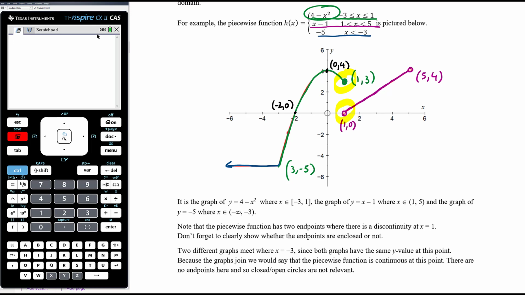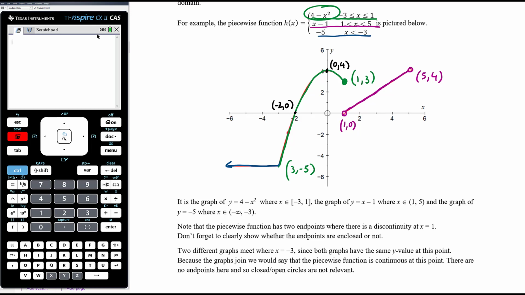And so it's really important that we're clear about which endpoints are included and which ones aren't. So either they both won't be included, in which case that's a hole in the domain, or one should be included and the other not included. They can't both be included or it's not a function.